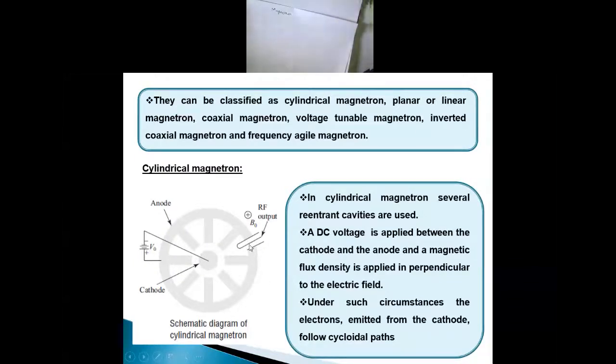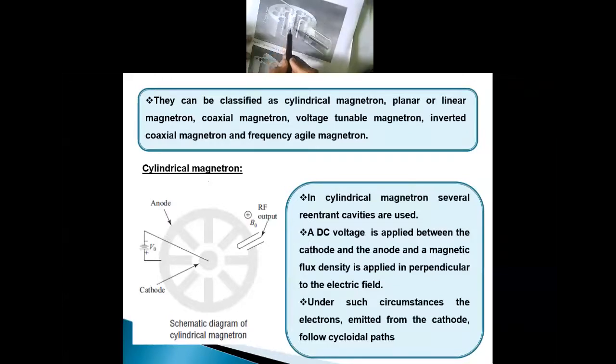Now, how do those cylindrical cavities look? If you see, they look like this. These are nothing but the cavities, and this one is nothing but your cathode. So we consider this type of magnetron as a cylindrical magnetron.